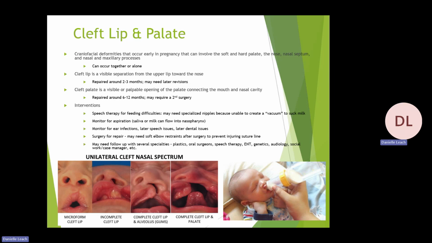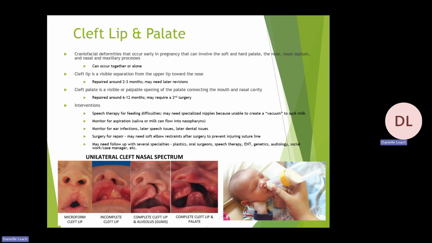The cleft lip is usually repaired around 2 to 3 months. They may need later revisions, usually by plastics, just for the look of it. The cleft palate is usually repaired around 6 to 12 months and may require a second surgery. So these babies may need several surgeries to repair this, but the baby can live with both a cleft lip and palate. They may just have some problems.